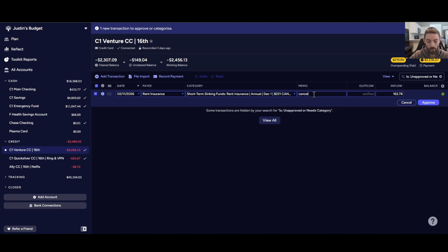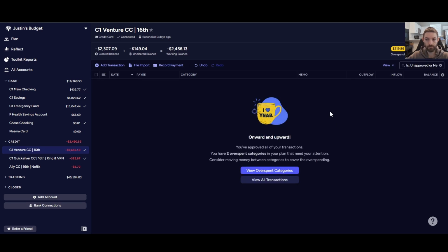I always put a memo just so that when I come back, months later, I know what's going on. So this is a cancellation refund and the inflow amount is already set. So we'll go ahead and approve this. So a few things you'll notice. The credit card balance has been reduced by that refund amount. That's just natively how YNAB does it.